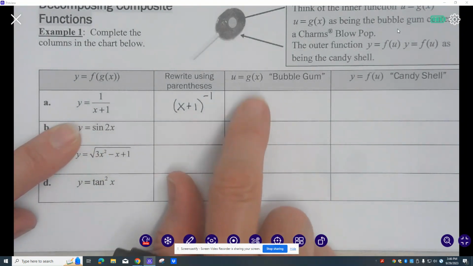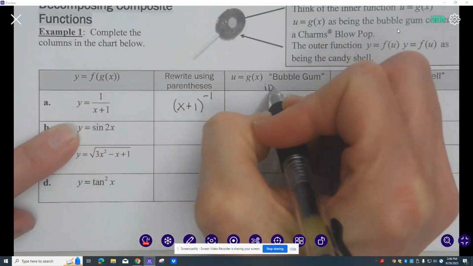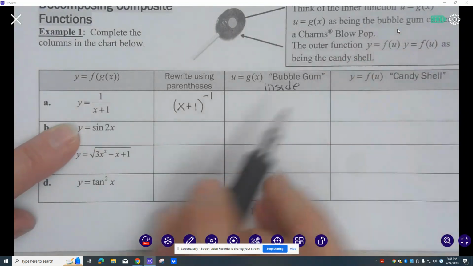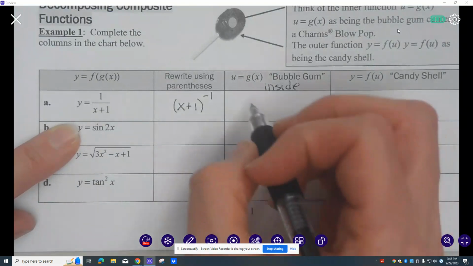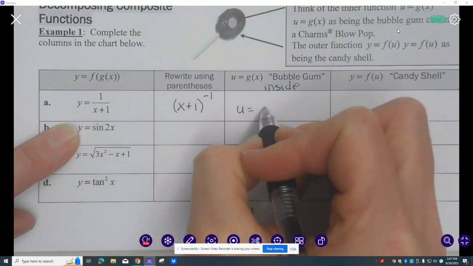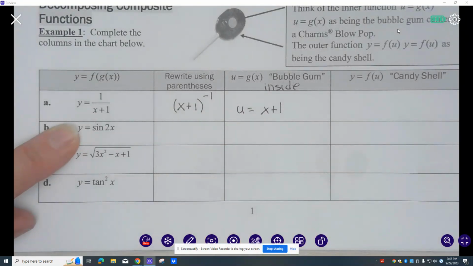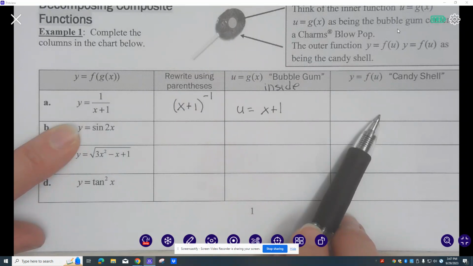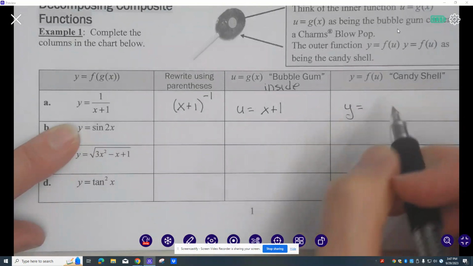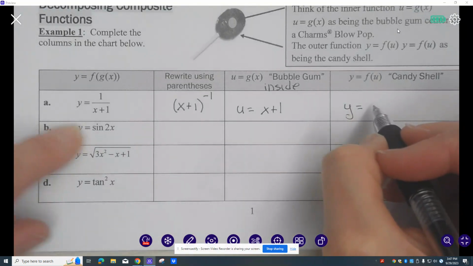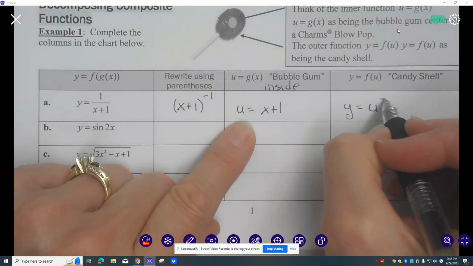Now it says find the inside. This is the inside. So what's the function on the inside? This one kind of looks like it's on the inside. Call it u. The function on the outside, the candy shell, is the to the negative 1. So we're going to say the outside, our y, is u to the negative 1.